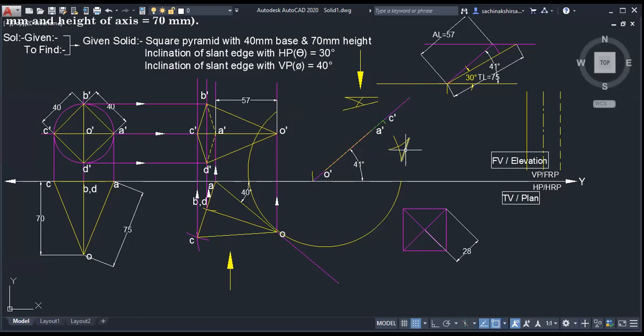So likewise, at two sides you can mark a distance, so that it will look like this. At two different sides you can mark arc. It will look like this, and you can join it.